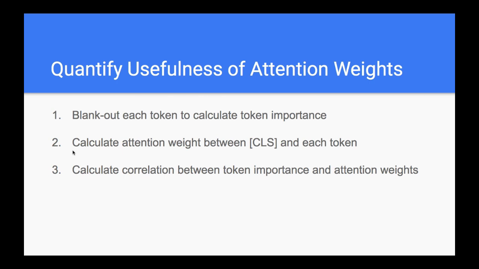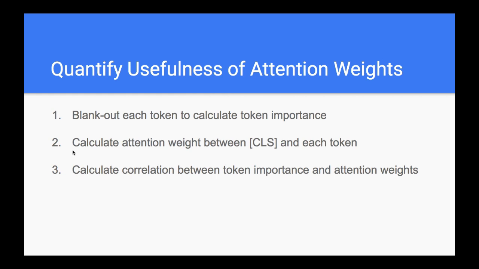What they do is blank out the tokens one by one, and because it's a classification task, when you blank out one token, you can see how much it affects the classification accuracy. If it affects it a lot, that means this token is important. So they basically use this principle to calculate the importance of the token.